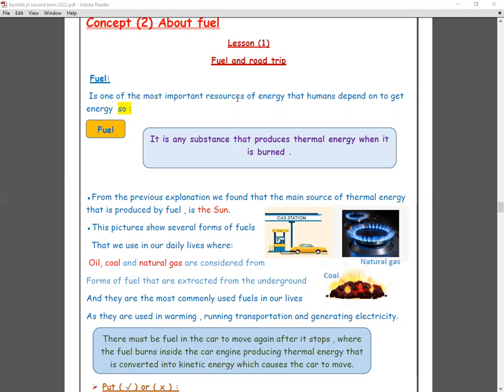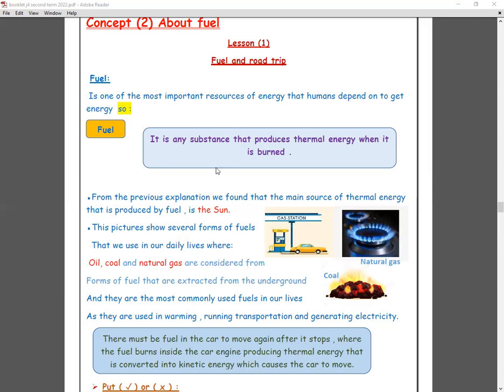Now let's start with what is meant by fuel. Fuel means any substance that produces thermal energy when it is burned. Like what? Like coal, natural gas, and gasoline or oil. Okay, so any substance that we burn to produce thermal energy, we can consider it as fuel.